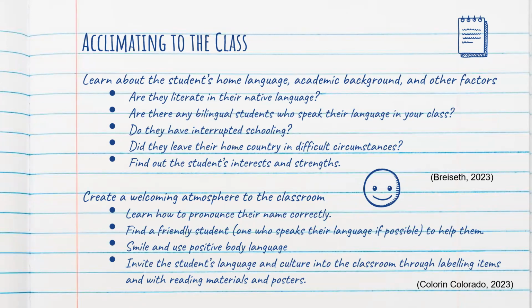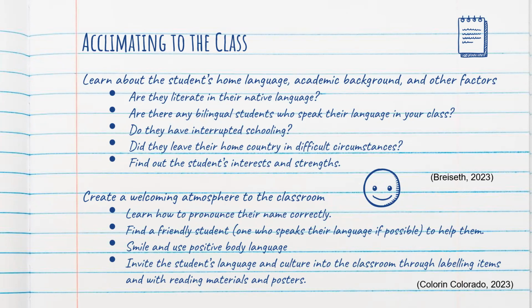And then tying back to, are they literate in their native language? Another question is, do they have interrupted schooling? So they may have had some schooling, and they may be able to read to some extent in their native language, but they may not have had the equivalent number of years of schooling as the other students in the class. So that will mean that the student has many gaps that will need to be filled in order to try to catch them up with their peers.